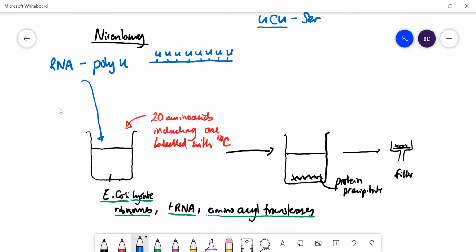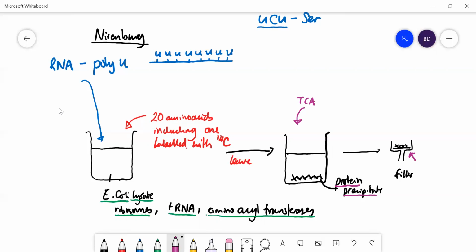So he added that, and they leave this to incubate, I'm not sure how long they left it for, in order for protein synthesis to occur. And then they added an acid called trichloroacetic acid, TCA, and that has the effect of precipitating all the protein out into a solid at the bottom of the vessel. It'd be a very small vessel they did it with. Then you can filter the protein there.